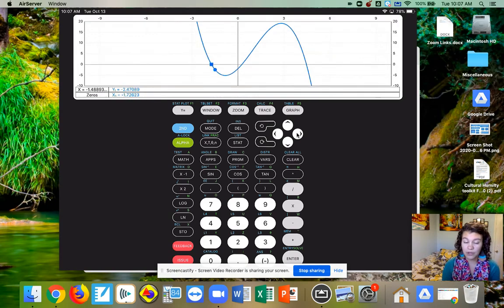And then sometimes you have to hit enter again. This calculator, you don't, it just tells you right away, but sometimes you need to hit enter one more time. And then this is telling us the 0 here is at negative 1.726, and so on. So you could round to negative 1.7 or negative 1.73, 1.726, either one. And then just repeat the process to find this 0 and this 0.